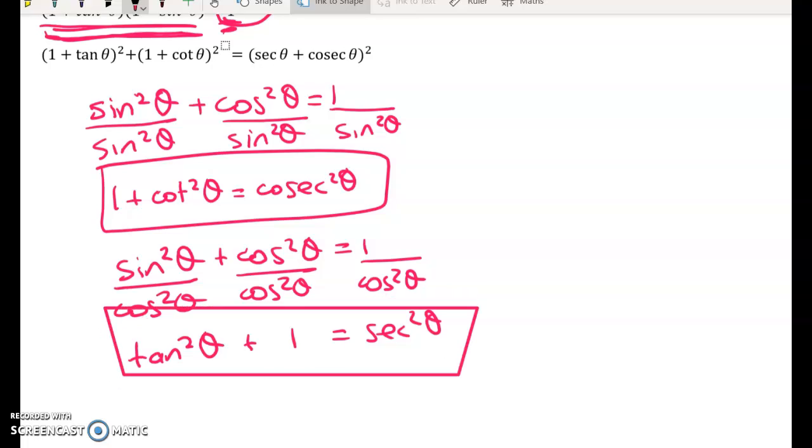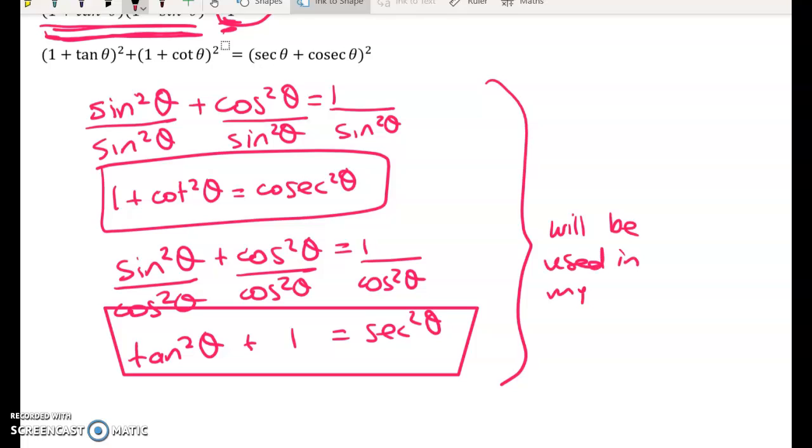And I think at AS level, if you're going to use those identities, you should show where you got them from. So it's fine to do that before you get into the question. And then you can just write a note saying, will be used in my proof. Okay, and you can even give them little labels. So you can call that one star star and that one star.